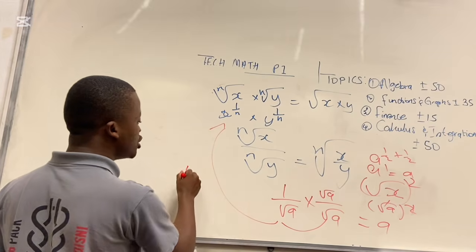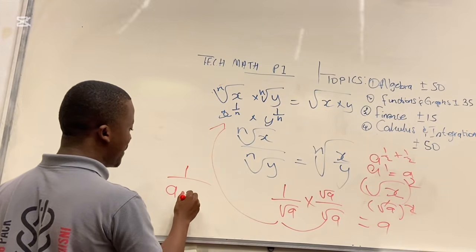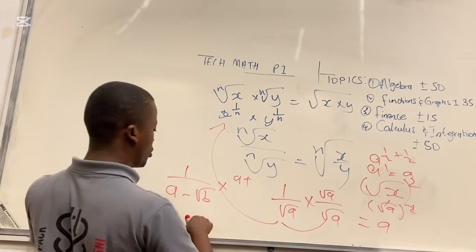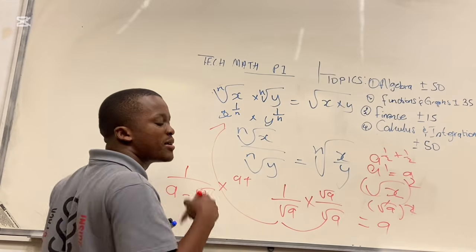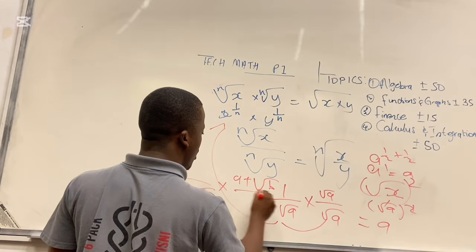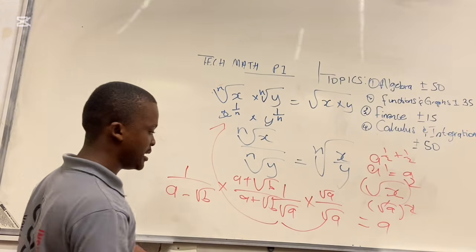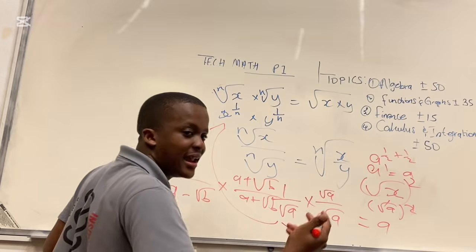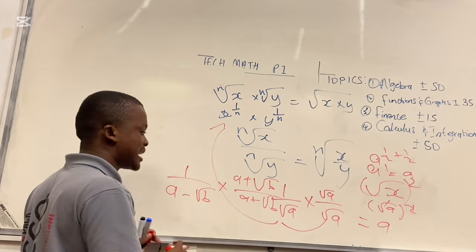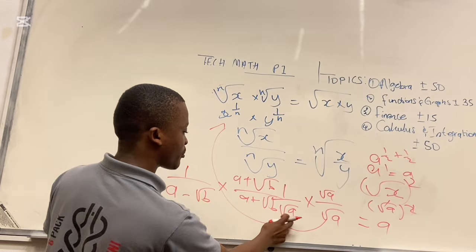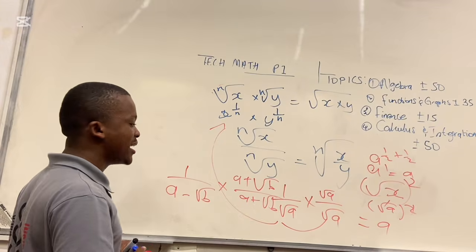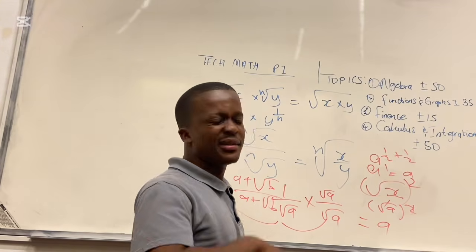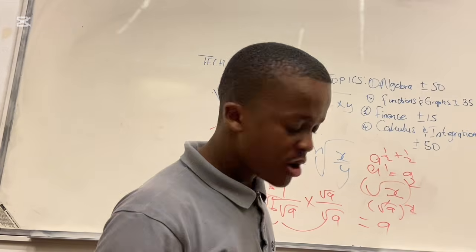Then if you have 1 over a minus square root of b, what do you do? You multiply by a plus square root of b. What changes is the sign, because you are dealing with a binomial. You have b over a plus square root of b. When you have a binomial, you are dealing with more than one term. A surd is one term, but we are dealing with more than one term, so we just change the sign.